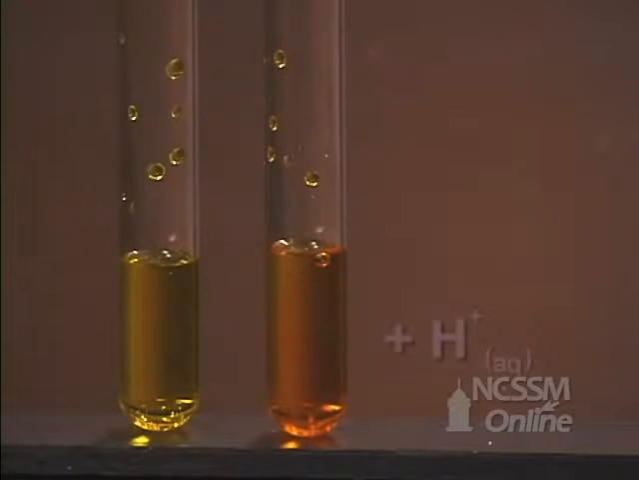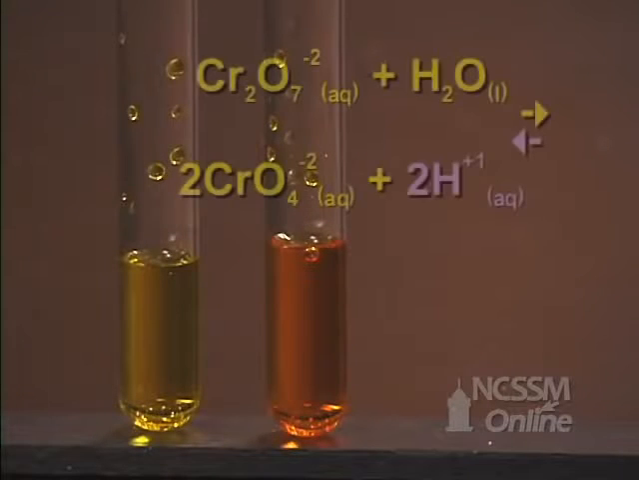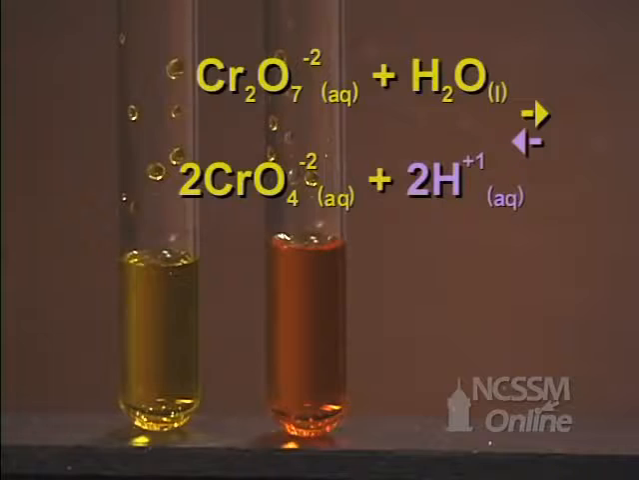We will add 6 molar nitric acid to one of the tubes. We notice that the solution turns orange. This indicates that the reaction has shifted in the reverse direction from the chromate to the dichromate. The nitric acid provides a source of hydrogen ion. The reaction shifts in the reverse direction to try and use up the hydrogen ions that have been added.